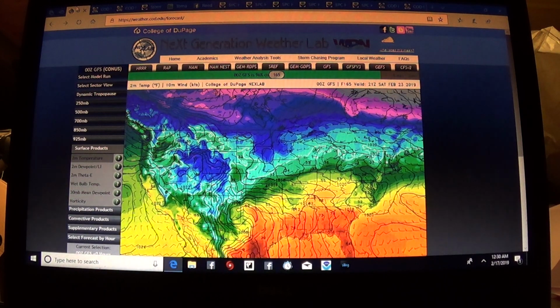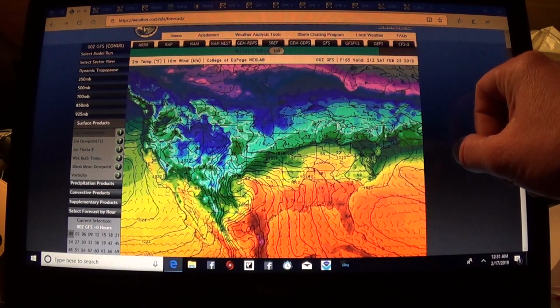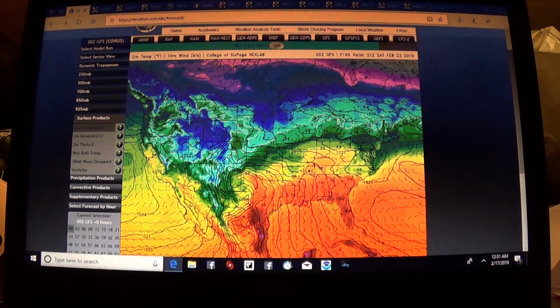And right here's temperature. Temperatures are color coded with isobars, lines of equal pressure. So this shows you where the low pressure centers and high pressure centers are, and it shows, I think, the surface winds, the 10-meter winds in knots.